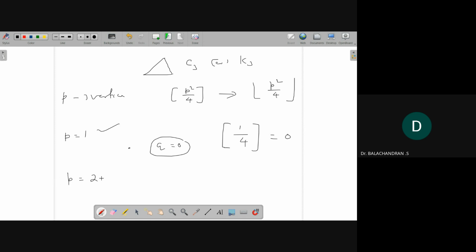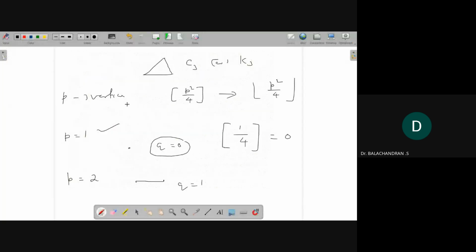P equal to 2 means 2 vertices. The maximum number of edges is 1, so Q equal to 1. But you will check it here: they are telling that the maximum number of edges, but no triangles. That is most important. P square by 4: P equal to 2 means 2 square, 4 by 4. The greatest integer not exceeding 4 by 4 is 1. So here also 1, here also 1. Both of them are the same, so P equal to 2 is verified.